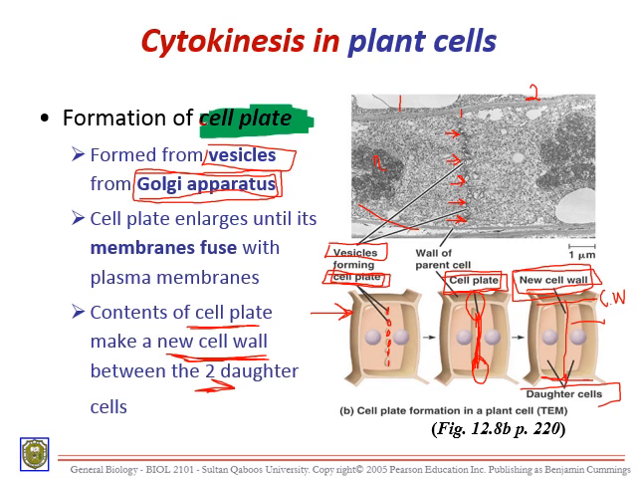So you notice that we don't have a cleavage furrow in cytokinesis of plant cells. Instead of a cleavage furrow, we have the cell plate. How is the cell plate formed? It is formed from vesicles that form from the Golgi apparatus and migrate to the center of the cell. They fuse together to form the cell plate, and then at the end, they fuse with the ends of the membrane to make the new cell wall.